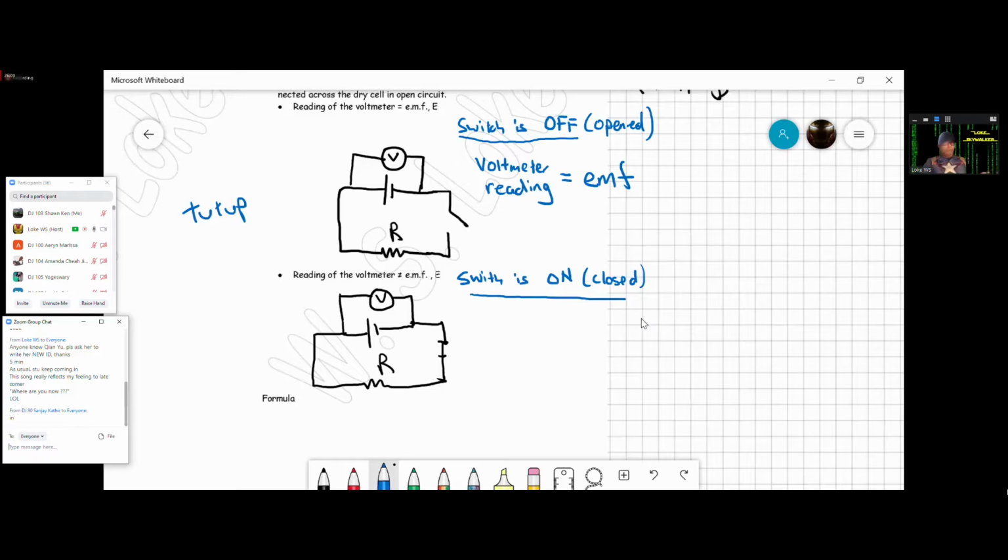Tutup lampu, off the light, correct tak? But in science, tutup actually means on. Buka lampu actually means off. You know what I say? That's why it's very confusing. That's why kita galakkan menggunakan on and off.